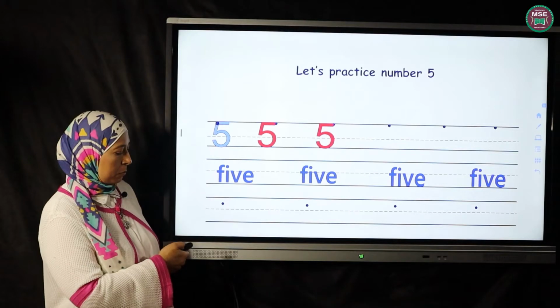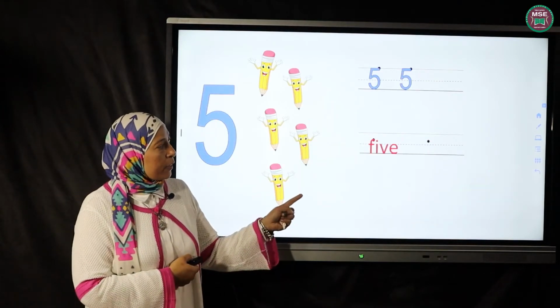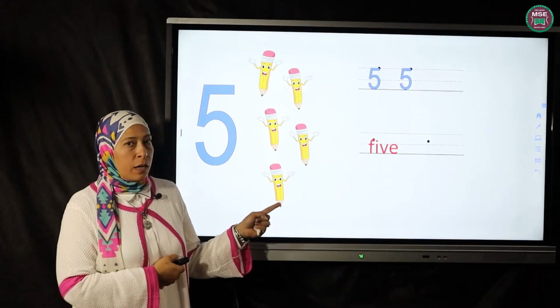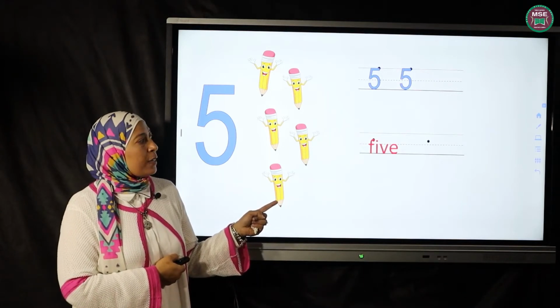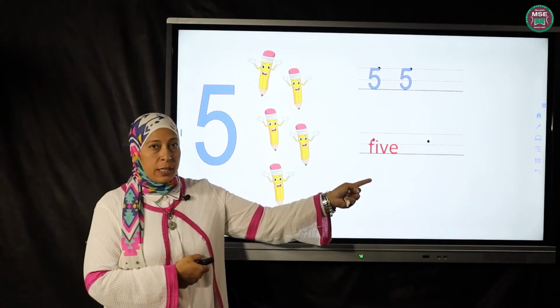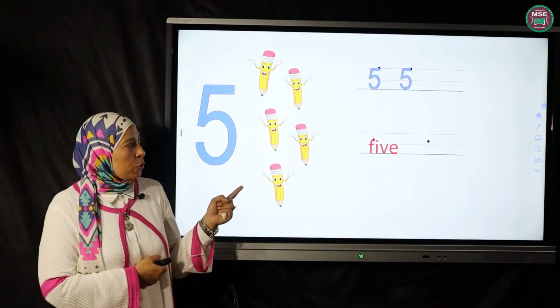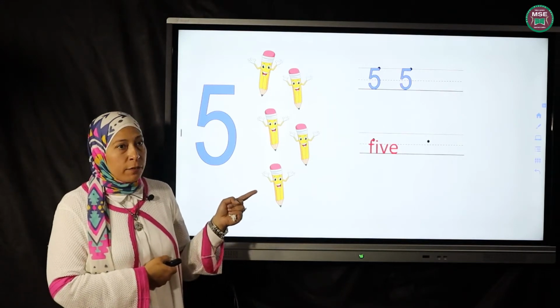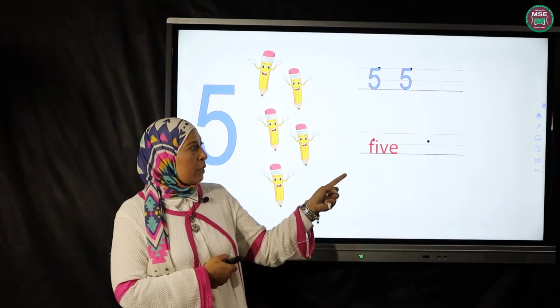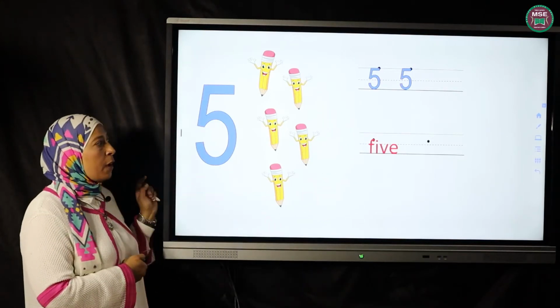Okay, here f, i, v. Why did I sound the I here as I? Because we have the magical E. When I write the I sounded E. It should have been fiv, but it's not fiv because we have at the end the magical E which makes the I sound I. So this is 5.